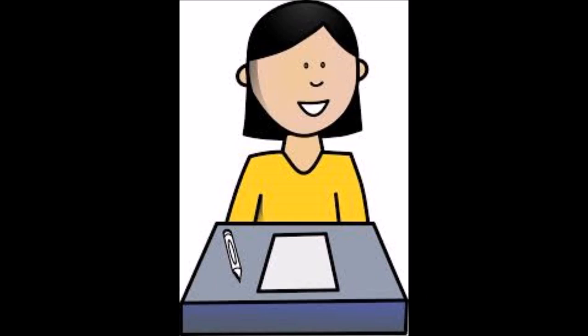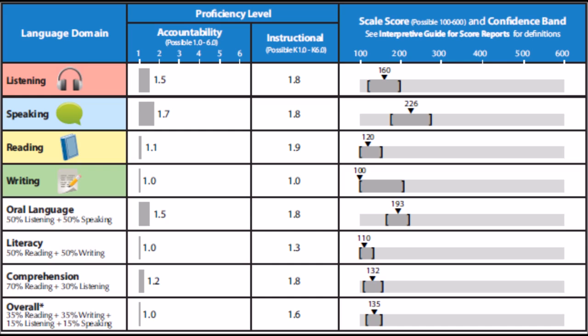So in this pretend scenario, I'm going to introduce you to a girl named Paola, and she's originally from Brazil, and she's new to this country. She can understand more than she's able to speak, and more than she's able to write. Since it's determined that Paola speaks another language, we give her the W-APT, and here are her results. She has a 1.5 in listening, 1.7 in speaking, a 1.1 in reading, and then a 1.0 in writing. And it breaks it down.